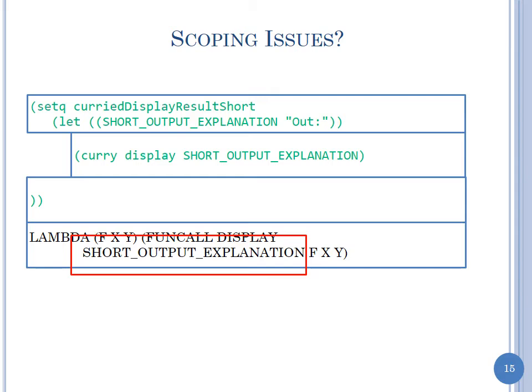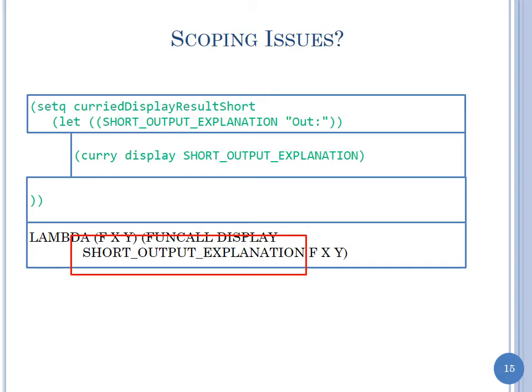I've assigned to a global variable called curry display result short the result of a let. That let returned a function. Before returning the function, it defined a variable that overrode that global variable. Now, when I call that function, it will be in the global environment. So at that point, which display result will be used?